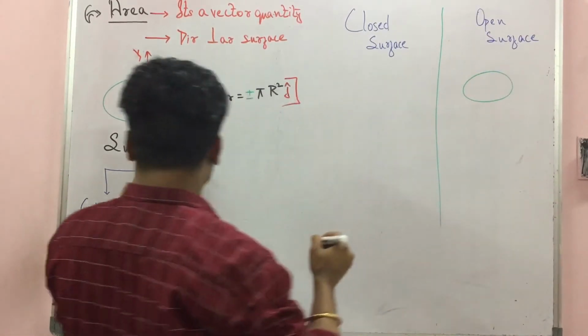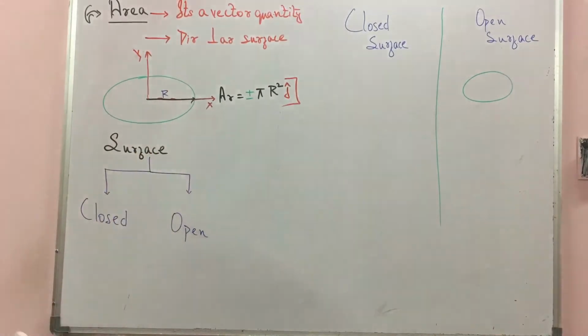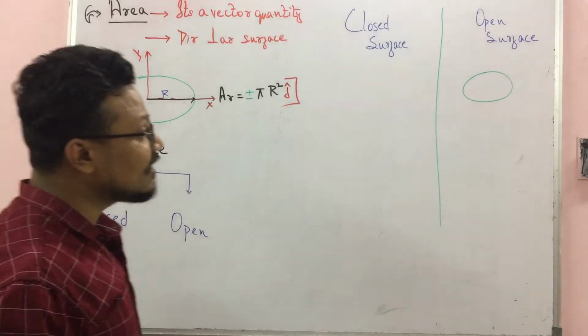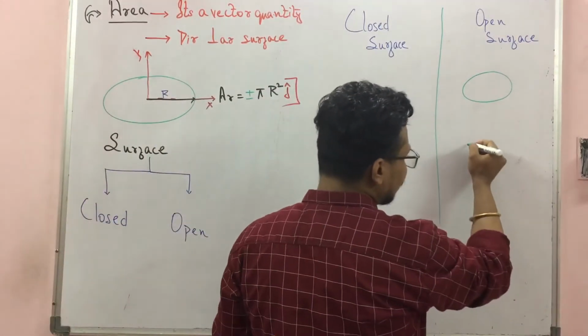Now only I shown. See here. Open surface means what? It's a disc. Open surface means a disc, then a rectangular plate.